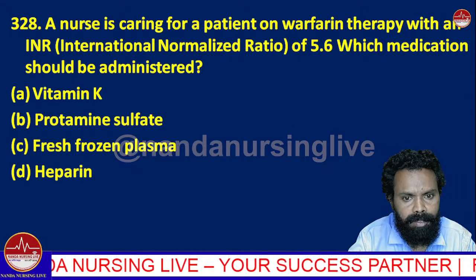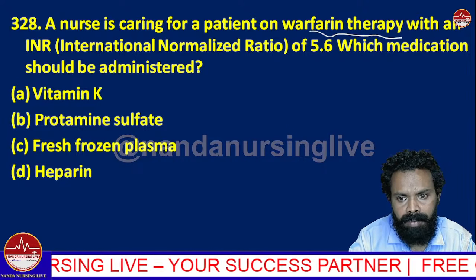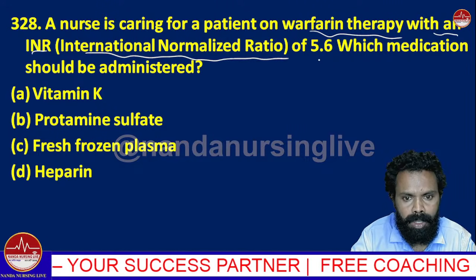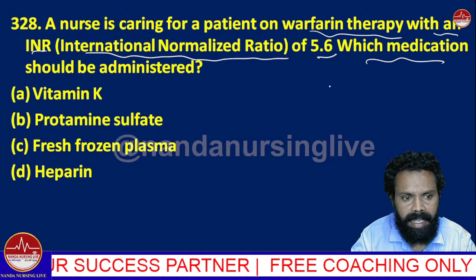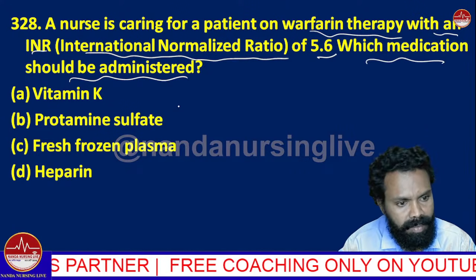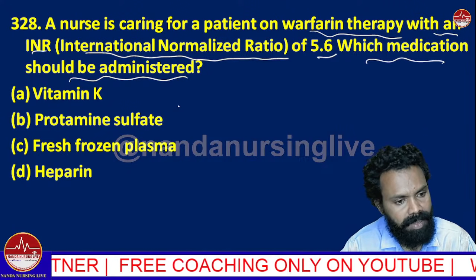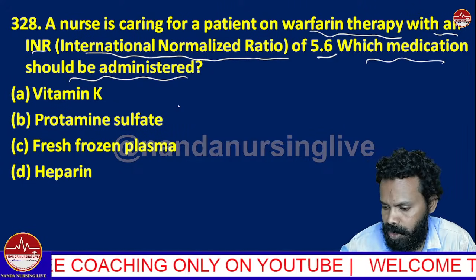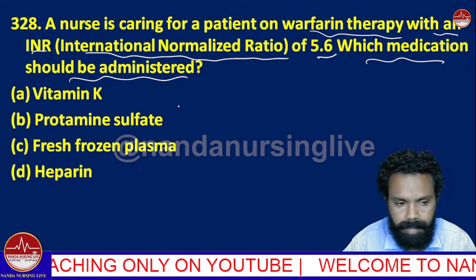A nurse is caring for a patient on warfarin therapy with an INR, or international normalized ratio, of 5.6. Which medication should be administered? Option A vitamin K, option B protamine sulfate, option C fresh frozen plasma, option D heparin. So which option is the correct answer?